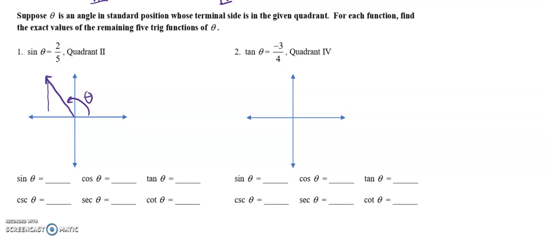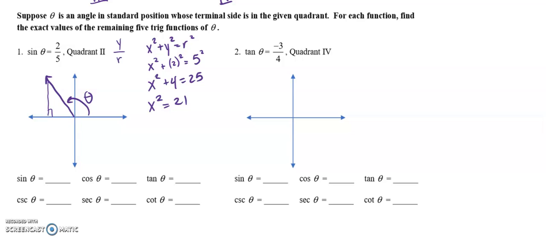So if we create a little triangle here, we can think of it that way, but we also know that sine is y over r. So we will have x squared plus y squared equals r squared. We don't know x, but we know that y is 2 and r is 5. So that's x squared plus 4 equals 25. So x squared equals 21.